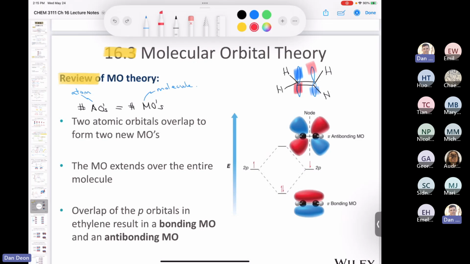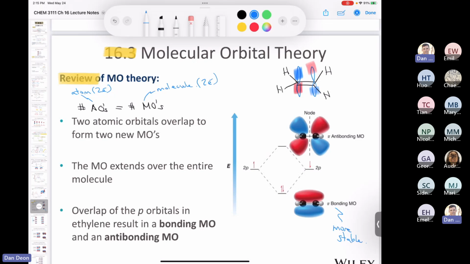Now, hopefully you remember that every atomic orbital could hold two electrons. Well, the good news is that all the molecular orbitals can handle 2 electrons. So if you take 1 electron from each 2p, then both of them are going to go into the bonding molecular orbital. And what you need to know is that a bonding molecular orbital is going to be more stable than an antibonding molecular orbital.